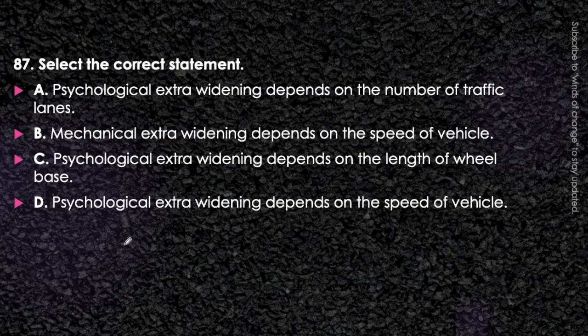So next question, select the correct statement. Psychological extra widening depends upon the number of the traffic lanes. Mechanical extra widening depends upon the speed of the vehicle. Psychological extra widening depends upon the length of the wheelbase, or psychological extra widening depends upon the speed of the vehicle. Think about it. What will be the answer here? Can you recall the formula for the extra widening? The formula consists of mechanical widening as well as psychological widening. Answer will be option D, that is psychological extra widening depends upon the speed of the vehicle.